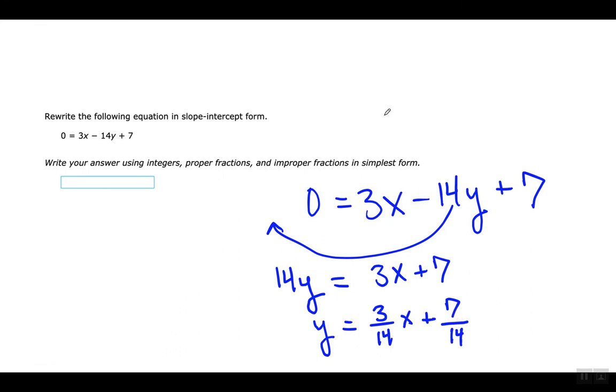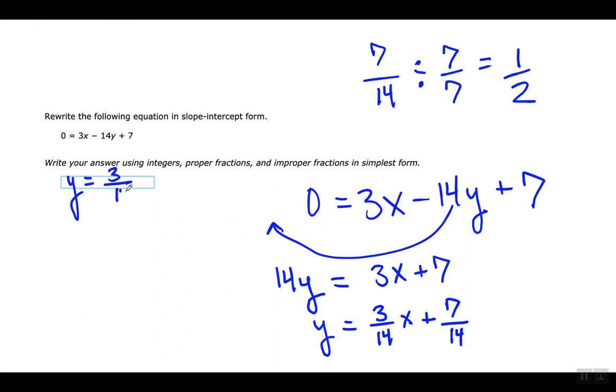I got to simplify 7 over 14. I mean, it should be obvious, but you could divide the top and the bottom by 7 to get 1/2. Okay, puedo simplificar 7 sobre 14 dividiendo arriba y abajo por 7. So my final answer is going to be y equals 3 over 14x plus 1/2.